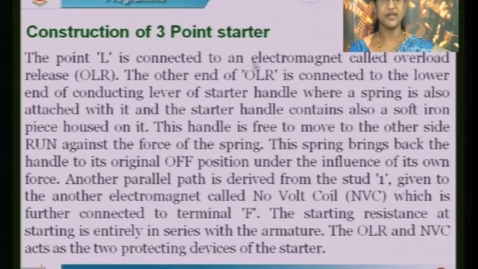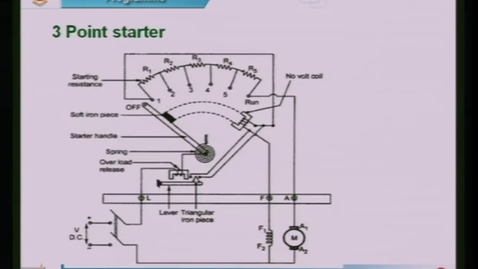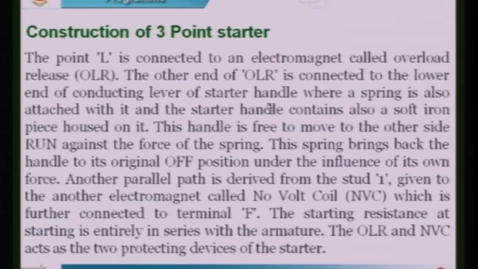The point L is connected to the electromagnet called overload release. The other end of the overload is connected to the lower end of the conducting lever of the starter handle, where a spring is also attached, and the starter handle contains a soft iron piece housed on it. This handle is free to move. As you see, one side is fixed and the other side of the handle is free to move, from off to on. So, this handle is free to move to the other side, that is run, against the force of the spring.